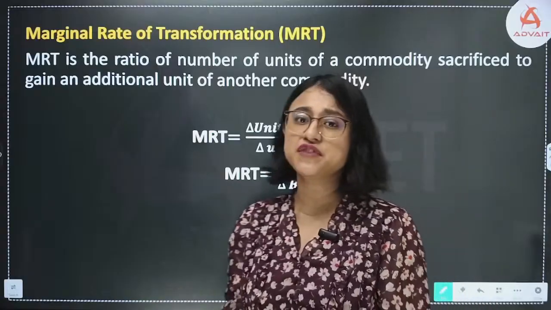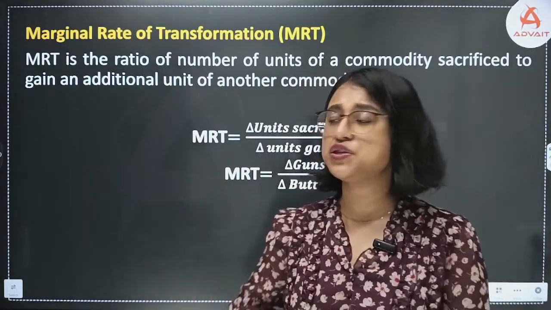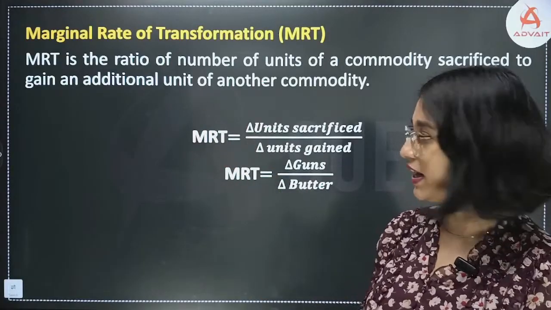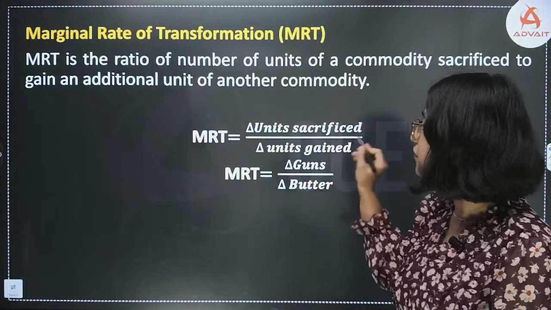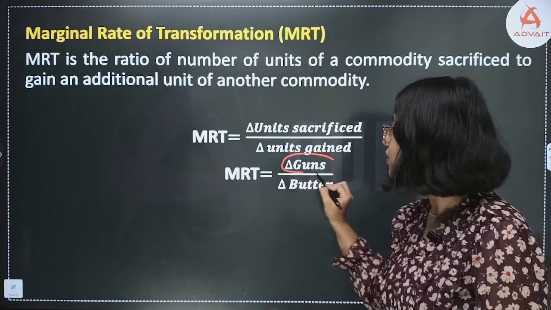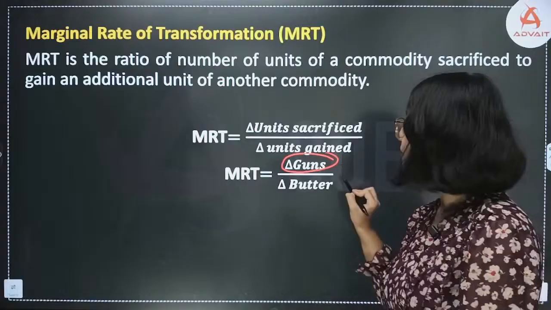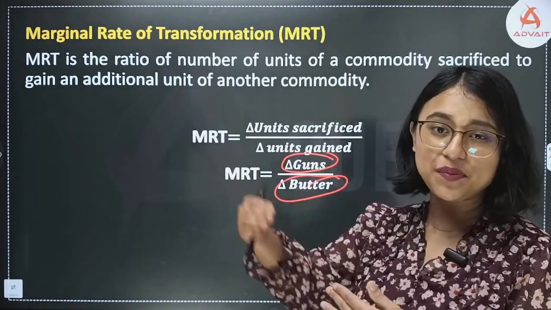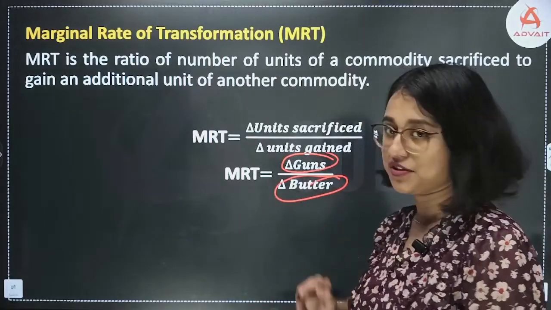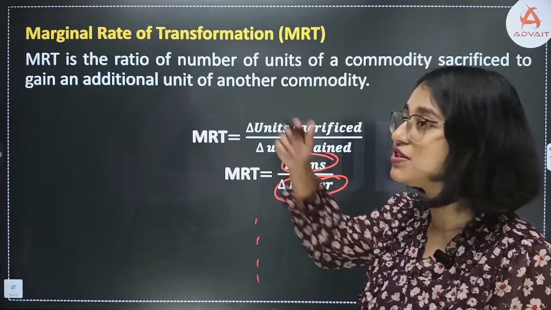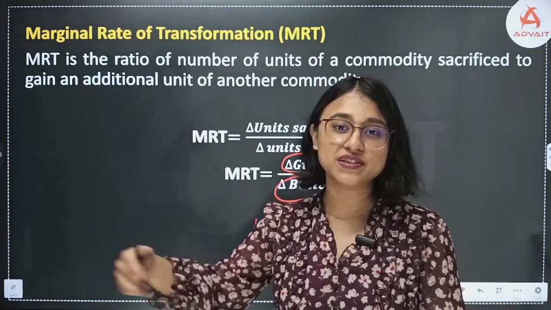Marginal rate of transformation is nothing but a ratio between how much we have sacrificed and how much we have gained. So it is the change in units sacrificed by the change in units gained. That is, what are we sacrificing? Guns. What are we gaining? Butter. So MRT will be change in gun by change in butter. Change in butter is only 1, but change in gun, meaning the amount we are sacrificing, is increasing.